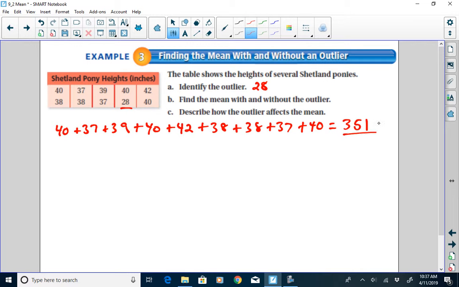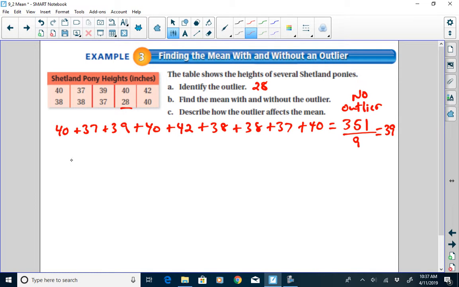But we're dividing that by 2, 4, 6, 8, 9 scores. All right, so we divide that by 9, and that's going to give us a mean of exactly 39. So that's our mean without the outlier.